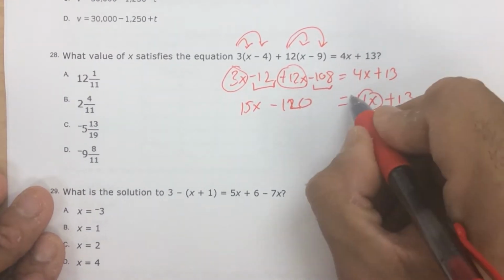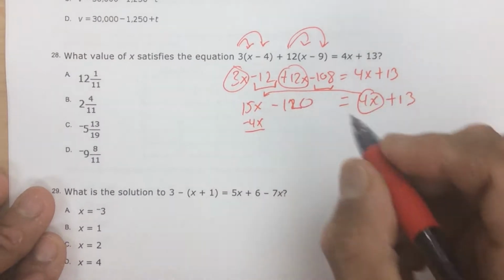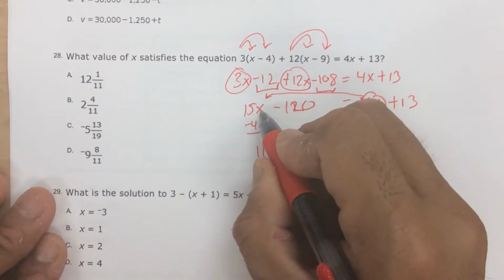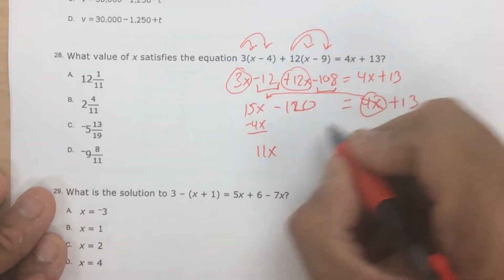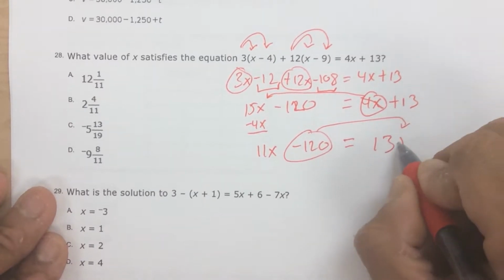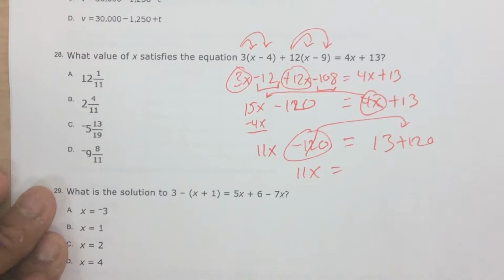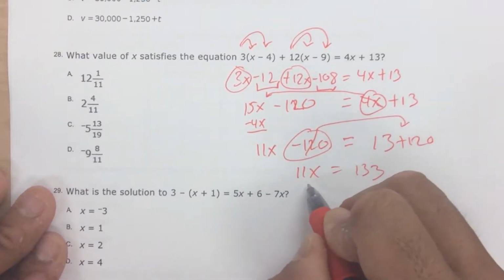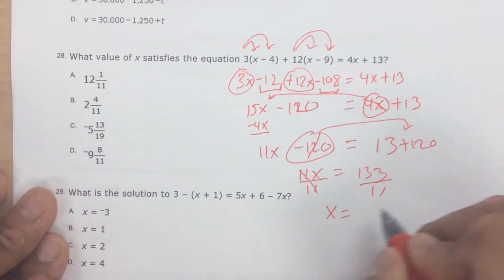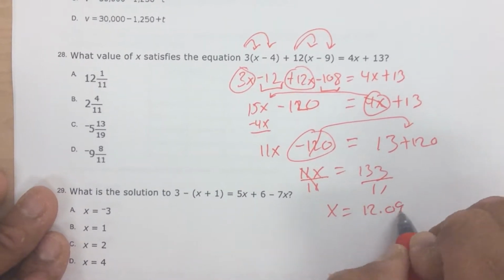Now I'm going to move the 4x. You could have moved the 15x to the other side, but I'm just going to do 4x so I can deal with positive numbers. So I'm left with 11x, because 15x minus 4x is 11x, minus 120 equals 13. Then I want to move the 120 to become a positive 120. So 11x equals 13 plus 120 is 133. The opposite of multiplying by 11 is to divide by 11. So x equals 133 divided by 11 comes out to be 12.09.